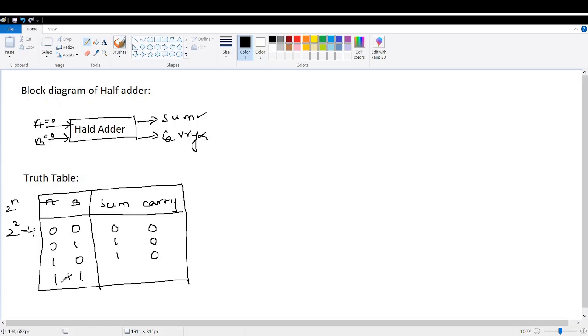If you observe, when we are adding 1 plus 1, the sum will be 0 but the carry will be 1. The carry will be generated when the 1 plus 1 combination arises. Okay, done with the truth table. So this is my second step.